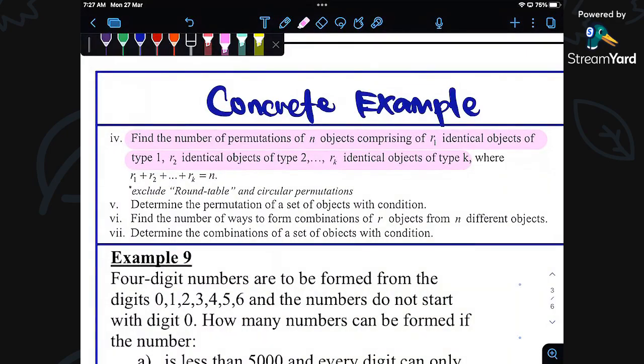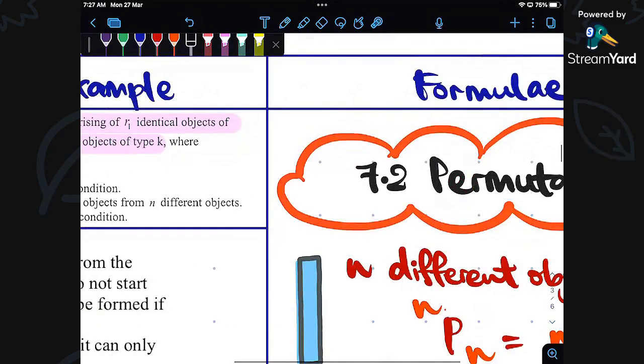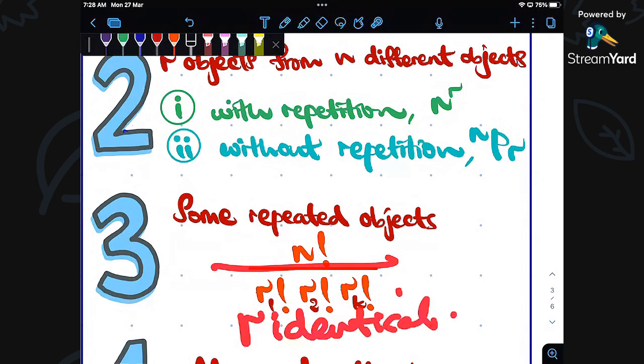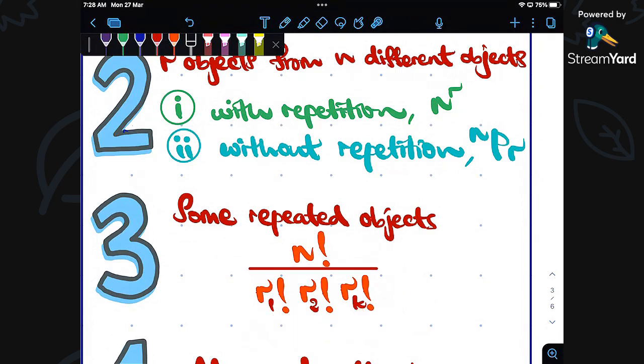Hello everyone, welcome back. In this video, we will learn how to find permutations of n objects comprising R1 identical objects, R2 identical objects, and so on until Rk. This is the example of some repeated objects, where n factorial will be divided by the factorial of every R identical objects. So let's have a look at what it means by identical objects.